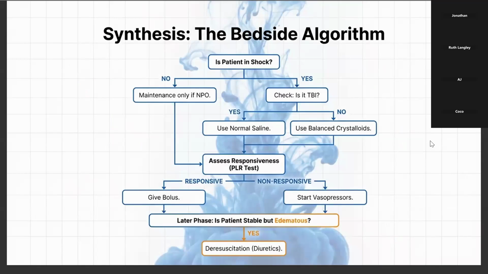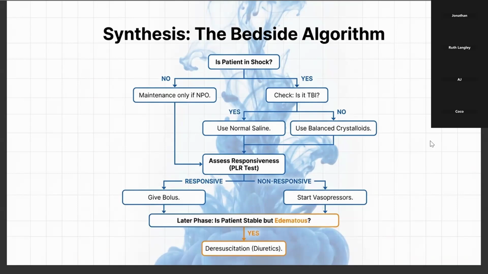So what's the bedside algorithm? Is the patient in shock? No. Okay, so maintenance, only if they're nil by mouth. Otherwise, they don't need any fluid. Don't give them any fluid. You might want to assess their responsiveness with a passive leg raise. If they're responsive, you give a bolus. If they're non-responsive, you start vasopressors.